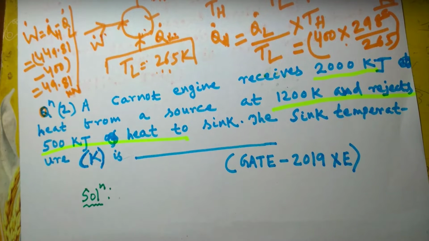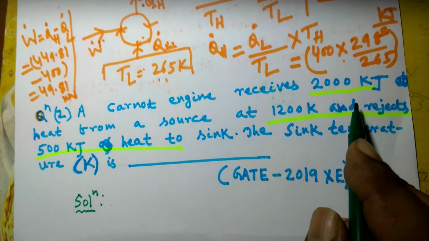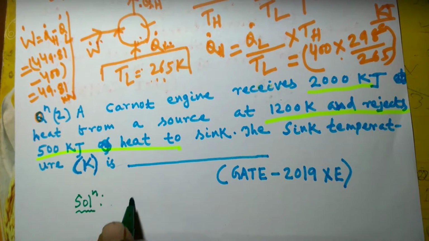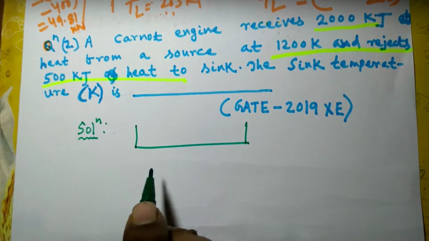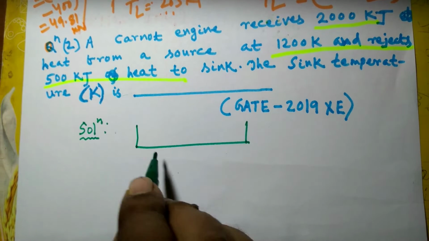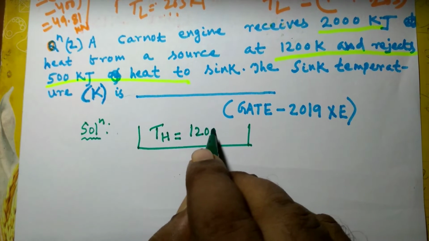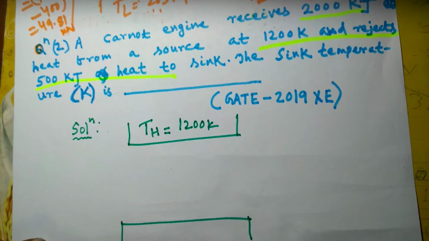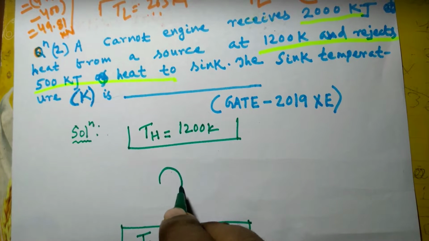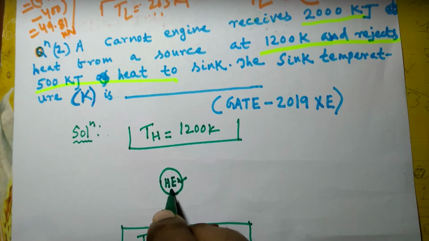You see, a Carnot engine receives 2000 kilojoule heat from a source. Obviously, engine means always work will be produced by a heat engine, and it is a work producing device. So this is suppose TH, high temperature reservoir. This is source 1200 Kelvin and rejects to sink. The sink temperature is what you are required to find out. So you see, this is a heat engine, clockwise device, heat engine.